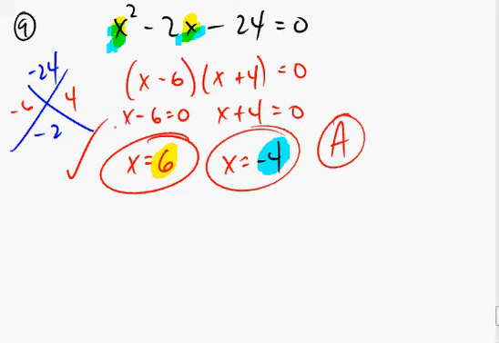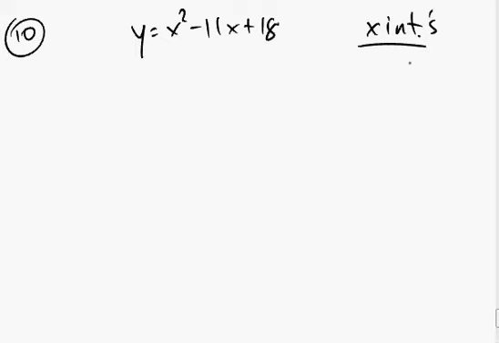Okay. Any questions? All right, number 10. It says find the x-intercepts. To find the x-intercepts, you think of it as 2 steps. Step 1, make the y equal 0. Step 2, solve for x. Okay?